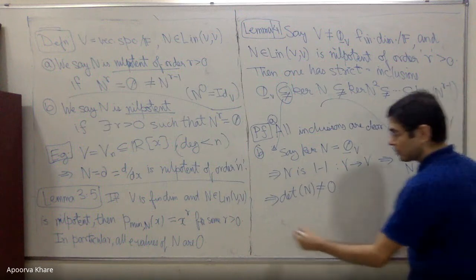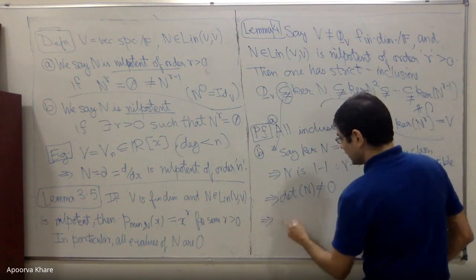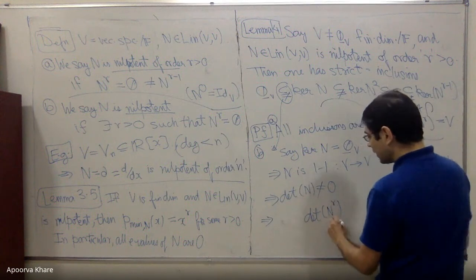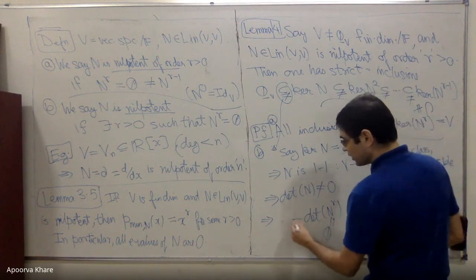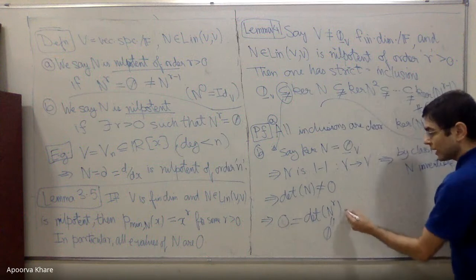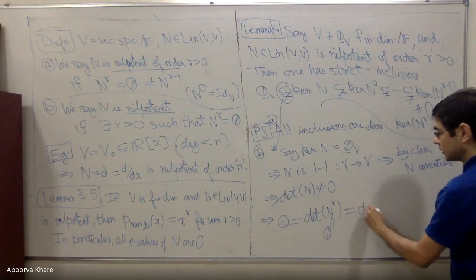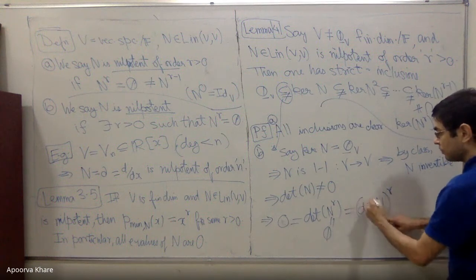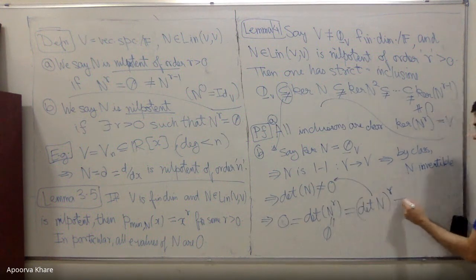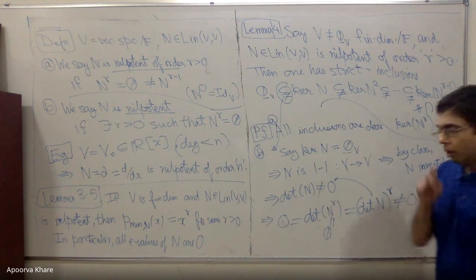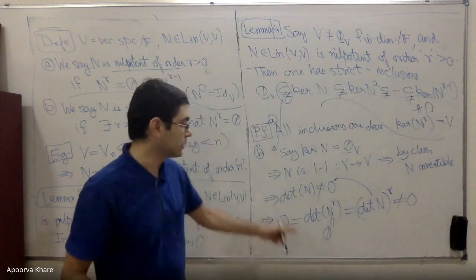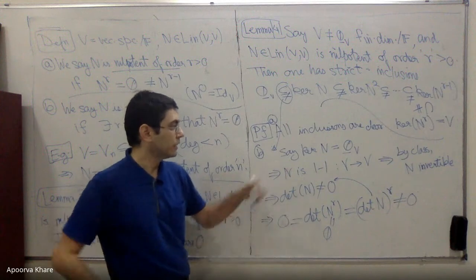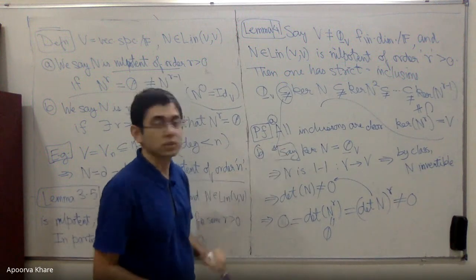Okay, but now what happens? On the one hand, let's look at the determinant of n to the r. n to the r is a zero map. So regardless of what basis I choose, I get zero. On the other hand, the determinant is multiplicative. So this is the determinant of n, to the power r. And I know that this number is non-zero. Therefore, its rth power is non-zero. So I get a contradiction. Starting from zero, I get a non-zero number. This cannot happen. Therefore, this is a contradiction.